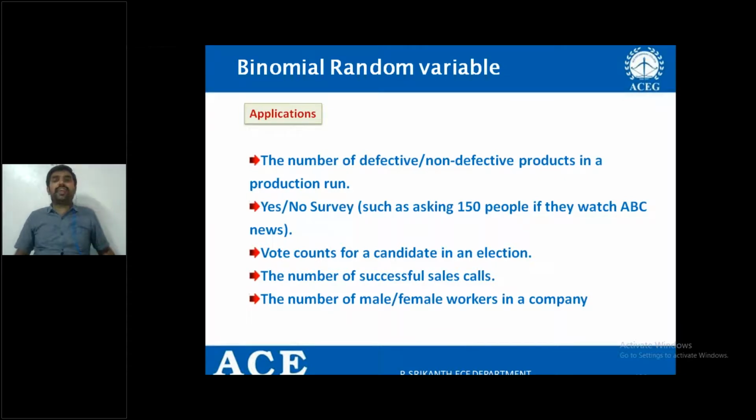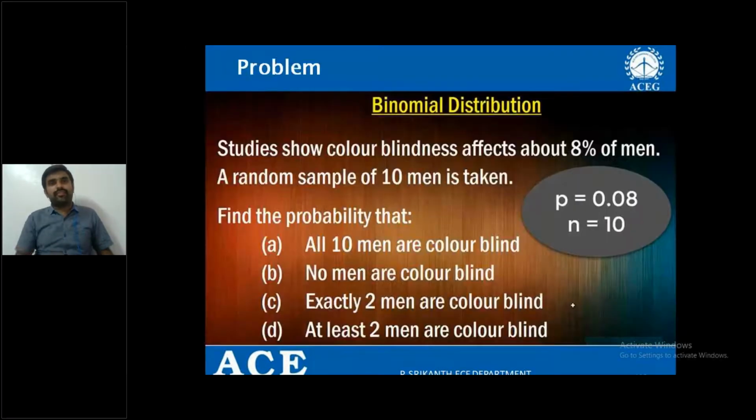And vote counts for a candidate in an election. In the previous slide itself, I have given the example for US elections. And the number of successful sales calls. When I call any customer as a customer executive, I may get the sale or may not get the sale. Only two possibilities, right? And the number of male or female workers in a company. If I select any one particular candidate, he may be male or female, right? So in such examples, I can take the binomial random variable.